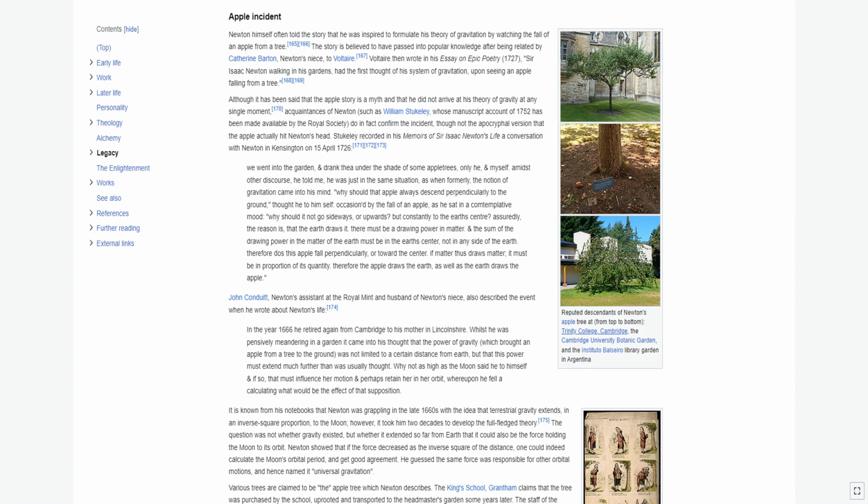It is known from his notebooks that Newton was grappling in the late 1660s with the idea that terrestrial gravity extends, in an inverse square proportion, to the moon. However, it took him two decades to develop the full-fledged theory.